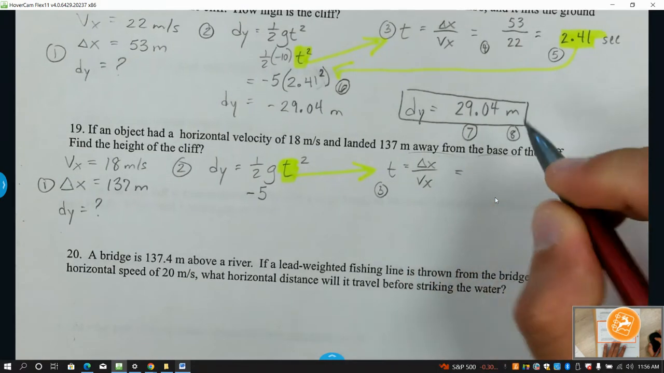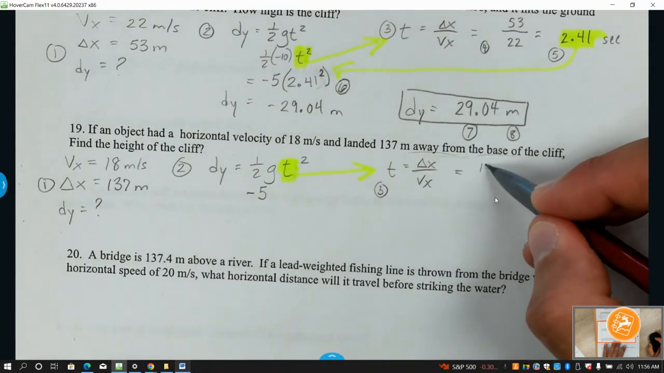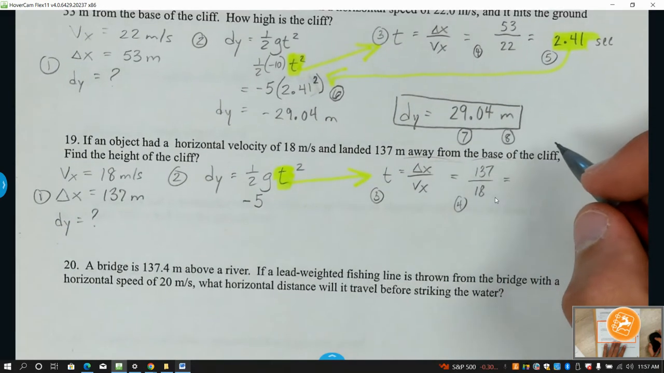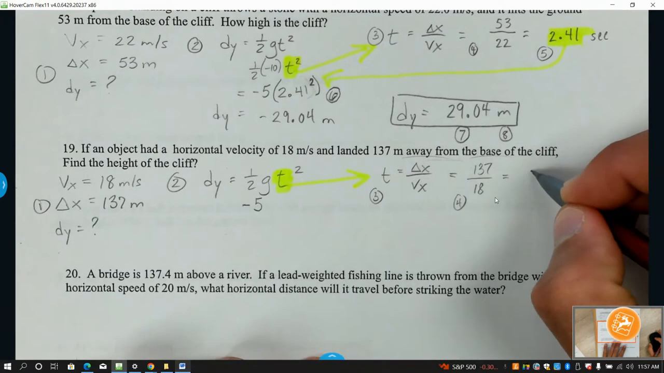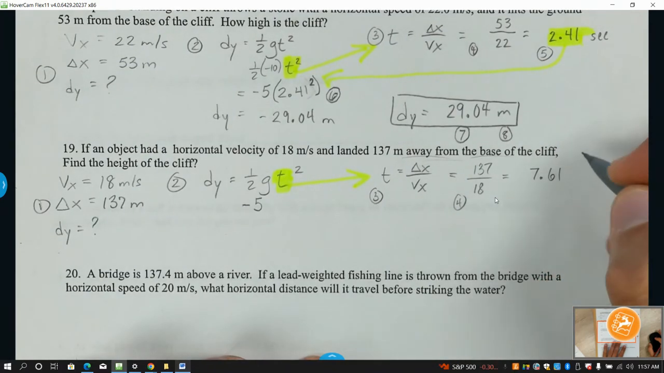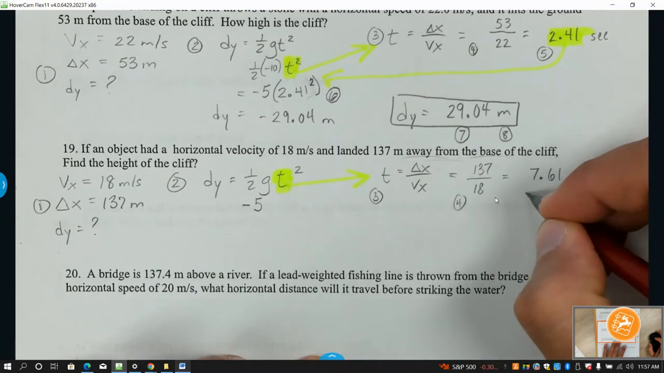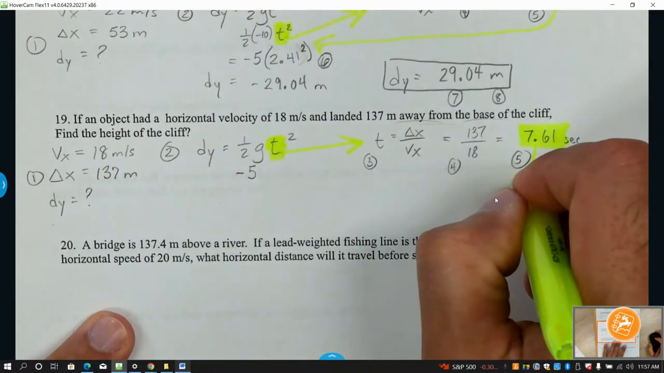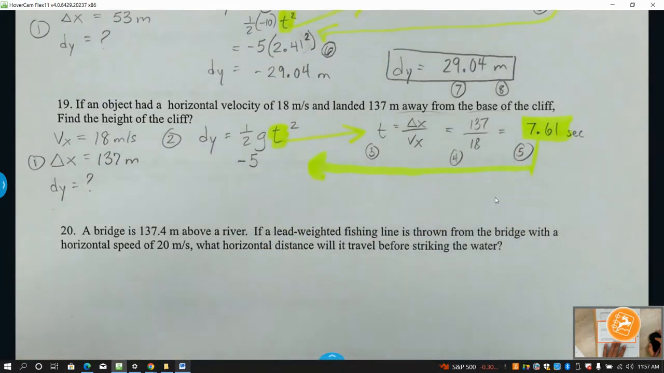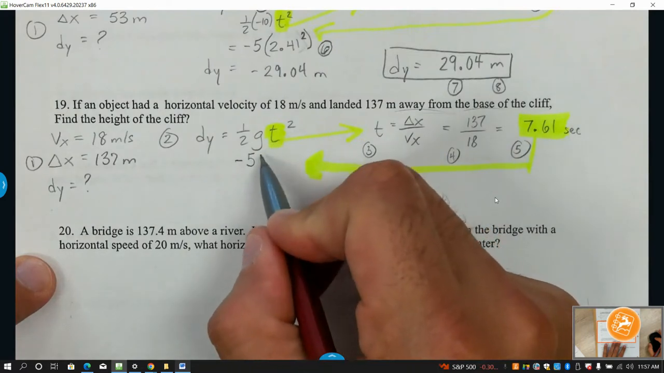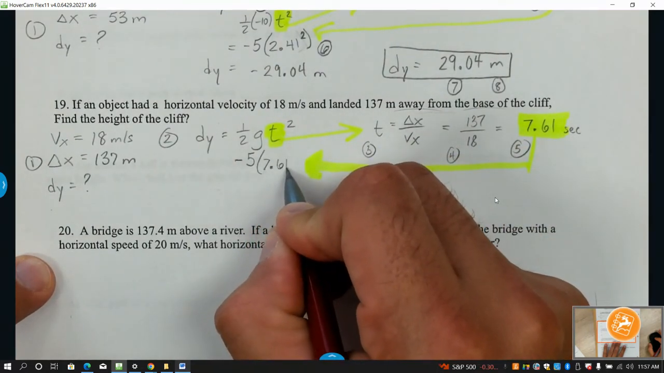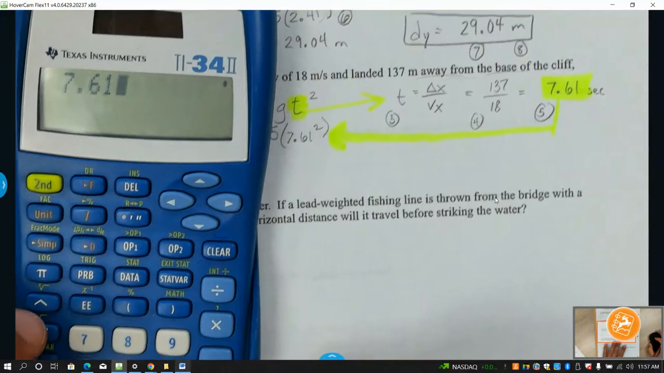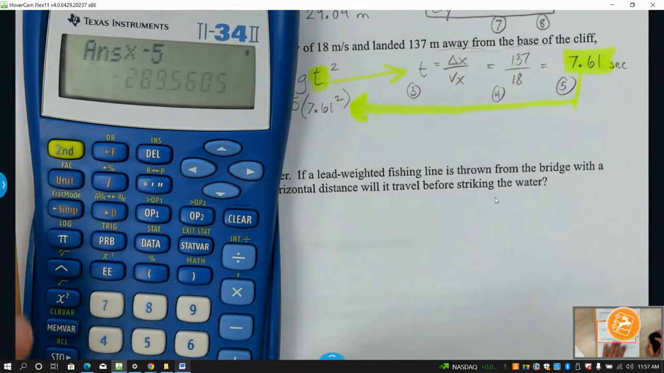That's third step. Fourth step, do that math. So 137 divided by 18, that would be your fourth step. And your fifth step would be to get that value, which comes out to be, when we round it to 2 decimals, 7.61 seconds. So that is your fifth point. Take that, bring it back, and that is, remember, our t, but that has to be squared. So 7.61 squared. I'll do that in the calculator first. 7.61 squared equals times -5 equals.